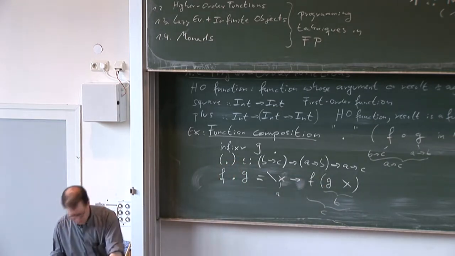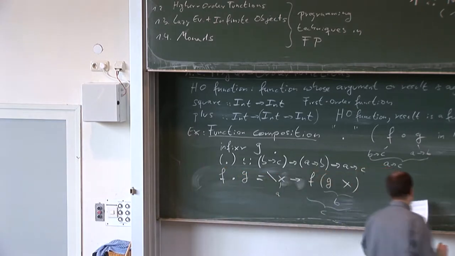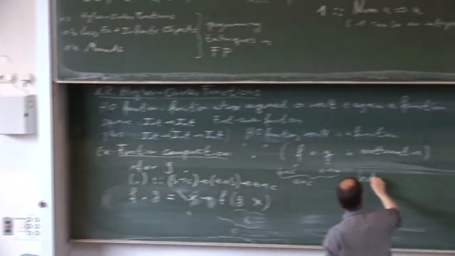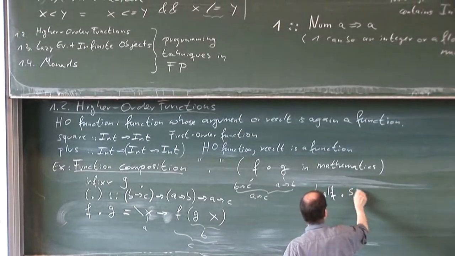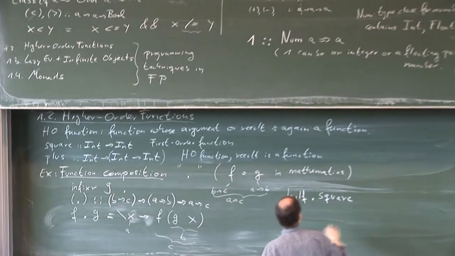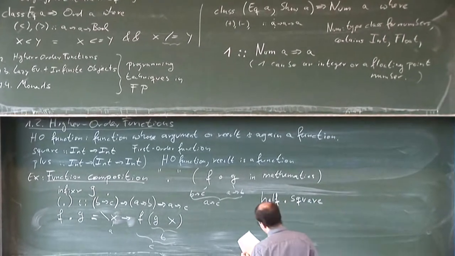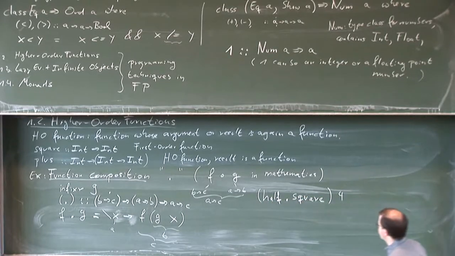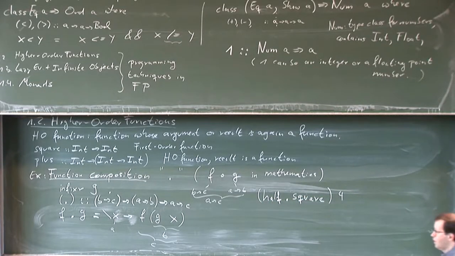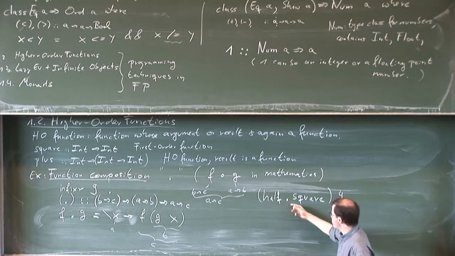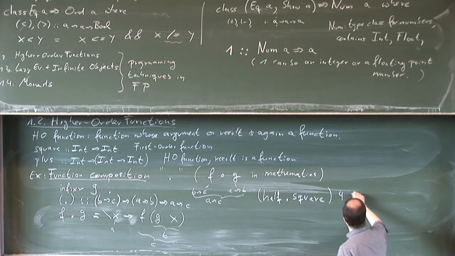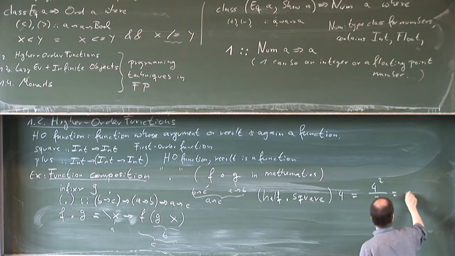So what would happen if we apply this in an example? Let's assume we define half and square as before. So half takes a natural number and halves it, square squares it. And now we apply this higher order function to compose half and square. And then we apply this to some integer 4. So what would happen? Well, this function is the function which first squares an argument and then divides it by 2. So the result would be 4 squared and then divided by 2, so it would be 8.